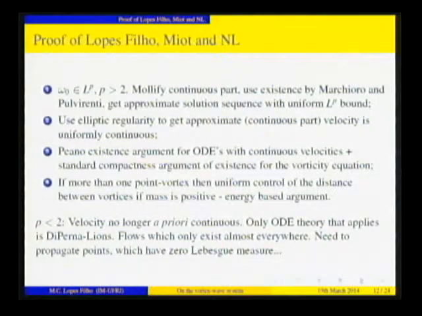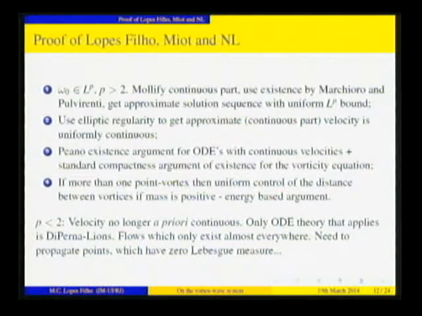Okay. Also, just to say a few words, our proof, again, is very close to Eleonora's proof, except that we mollify the continuous part of the velocity. So, in some sense, what we're trying to do is a little less physical than what Eleonora did. So we mollify the continuous part, use the existence part of Marchioro and Pulvirenti to get an approximate solution sequence with a uniform L^p bound. Use elliptic regularity to get that the approximate velocity is uniformly continuous. Then use the ODE Peano existence argument to get the vortex trajectory, and finally compactness to get the solution to the weak Eulerian solution to the equation.